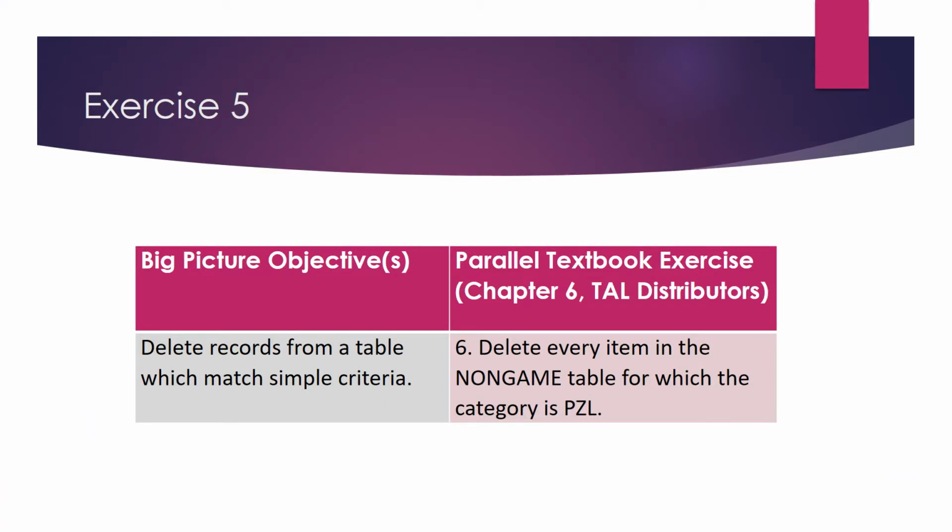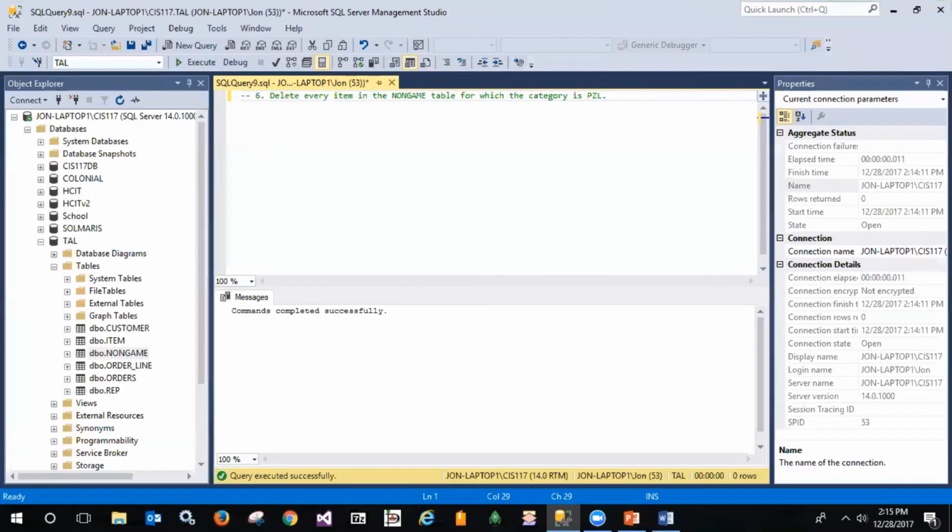Our key objective for exercise 5 is to delete records from a table which match simple criteria. For exercise 5, we're using a parallel example of TAL6, which says delete every item in the non-game table for which the category is PZL. So let's, again, always with a delete, you're playing with a loaded gun. Let's start with a select rather than jumping right into the delete. Make sure that our logic is correct, and when our logic is correct, then we can go ahead and pull the trigger on changing it from a select to a delete.